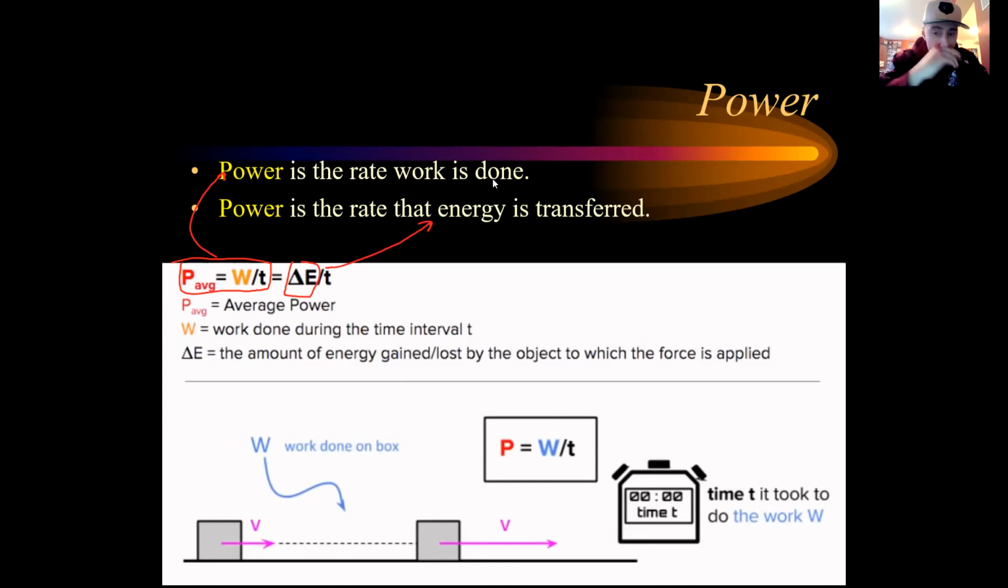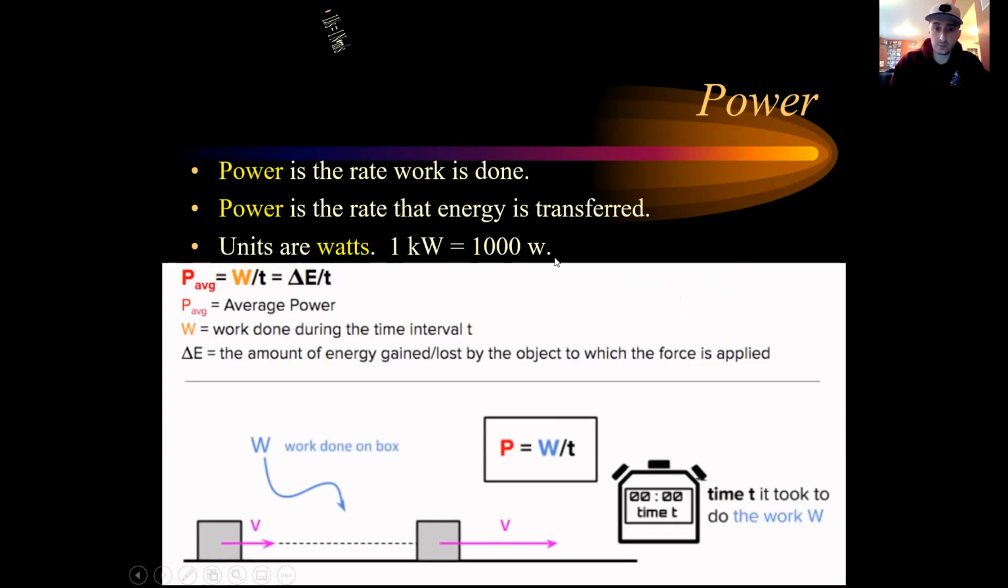Your base unit here is going to be watts. Power, I mean, it's pretty straightforward. How much work did you do and in how much time? And that's how much power you've generated. Oh, there you go. Units are watts, sorry.